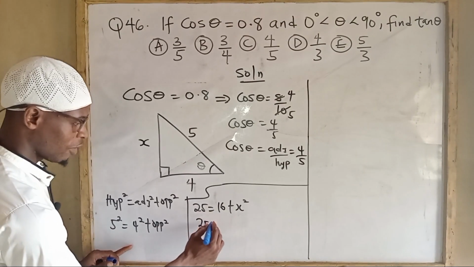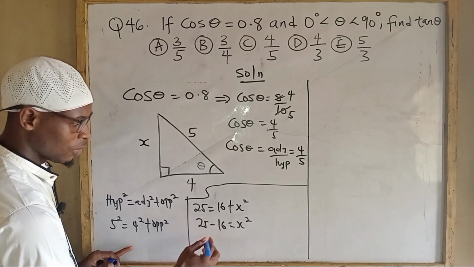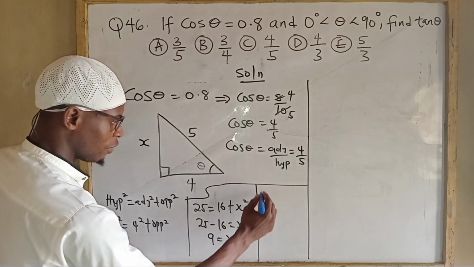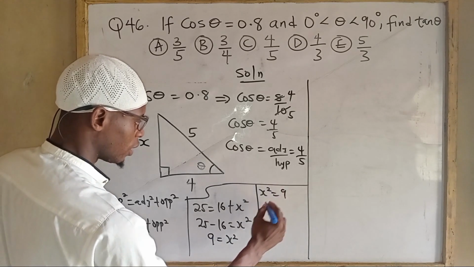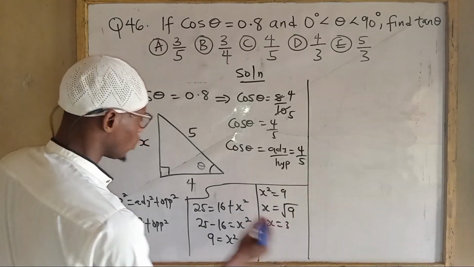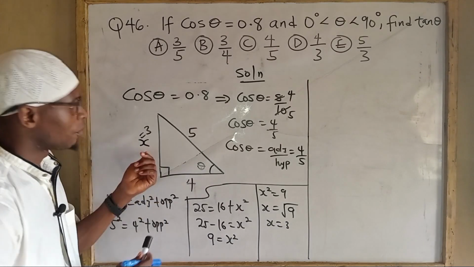So that will be 25 minus 16 is equal to x squared. And 25 minus 16 gives you 9, equal to x squared. So we have x squared is equal to 9. Then find the square root of both sides. x will give you 3. So this place is 3. So with the help of this now, we can get the value of tan theta.